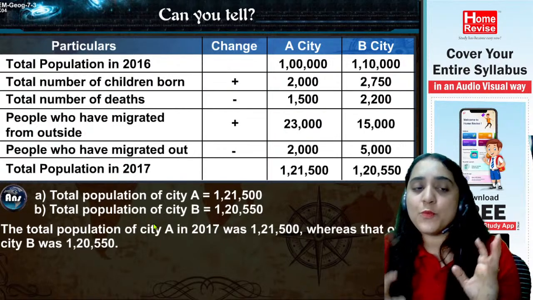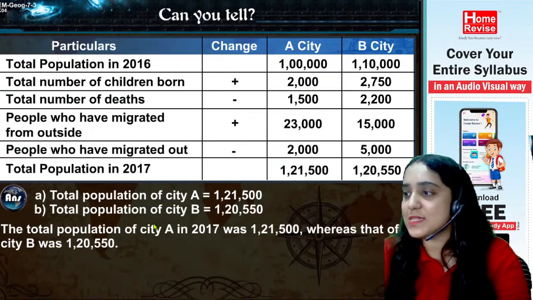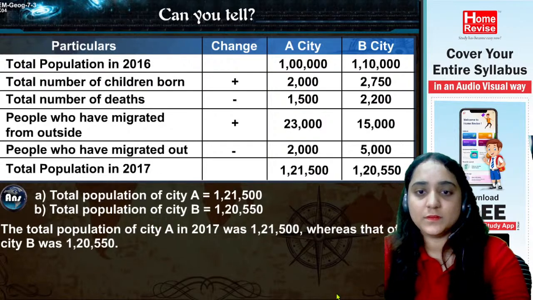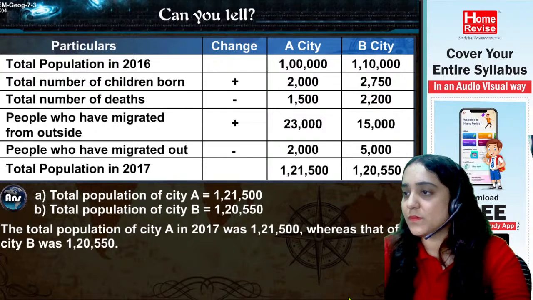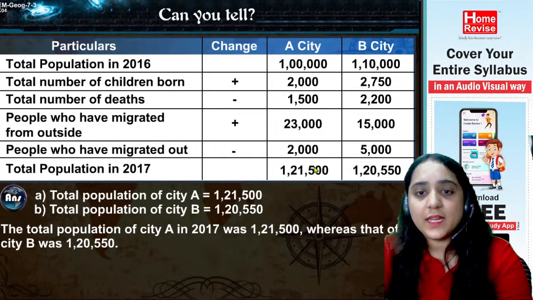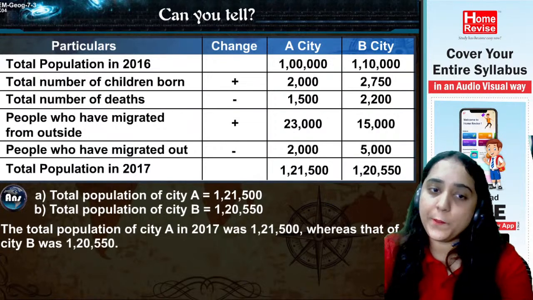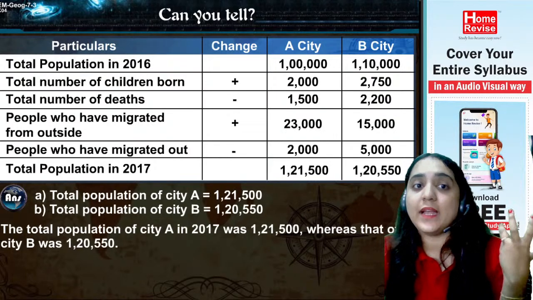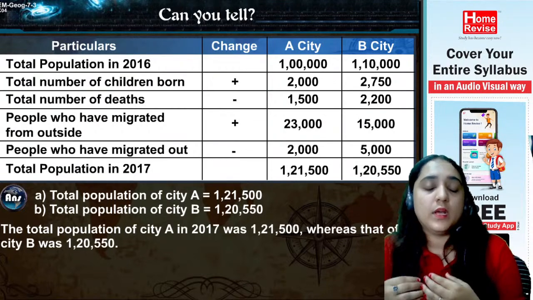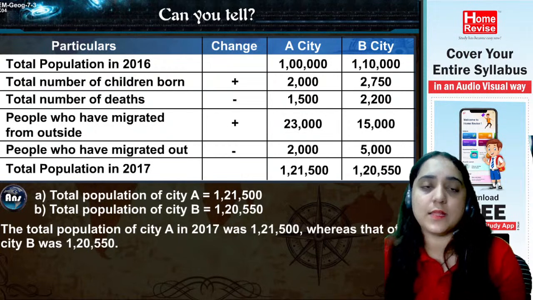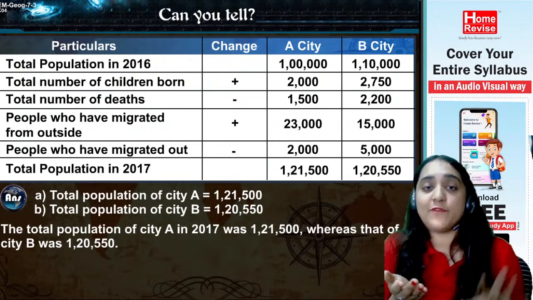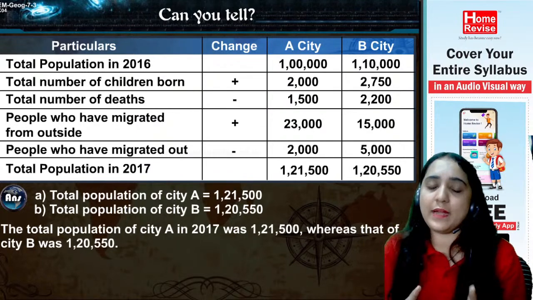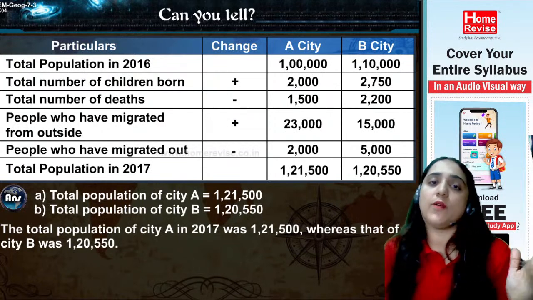And the B city is having 1,20,550. Now can you tell me which city is having more population? Yes, correct. City A. A city is having more population in the year 2017. So this is how the population depends. This is how you can see the variations in the population. If there is a birth, you have to add it. If there is a death, you have to subtract it. If somebody from outside is moving into the city, you have to add it, and if somebody from the city is moving out, you have to subtract it.